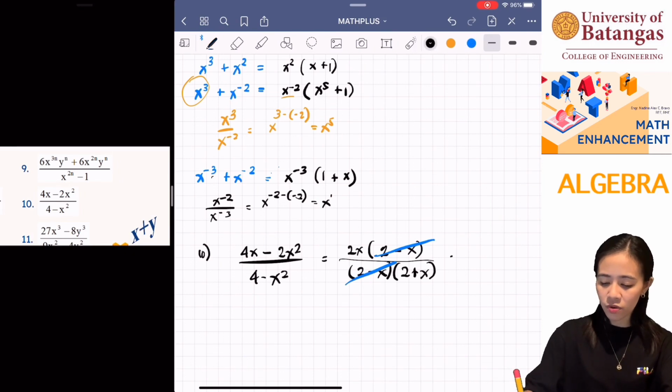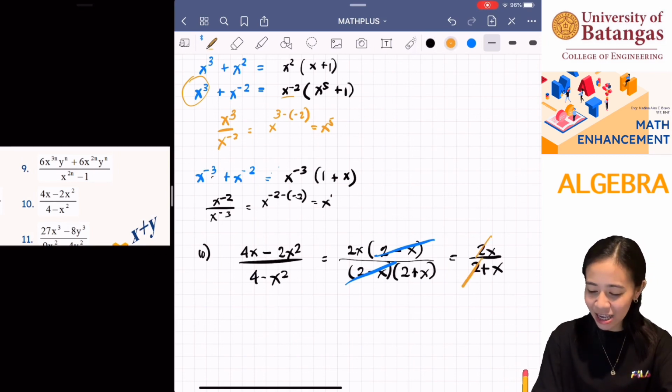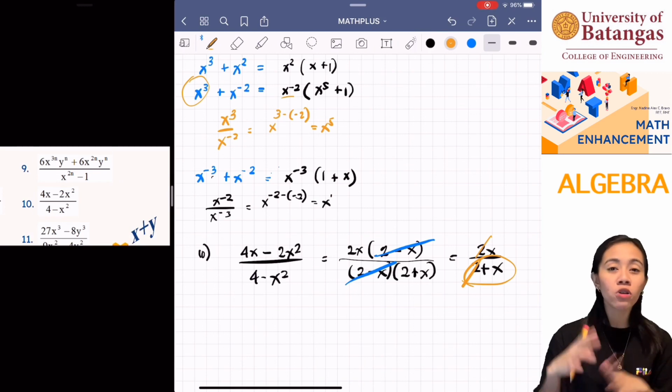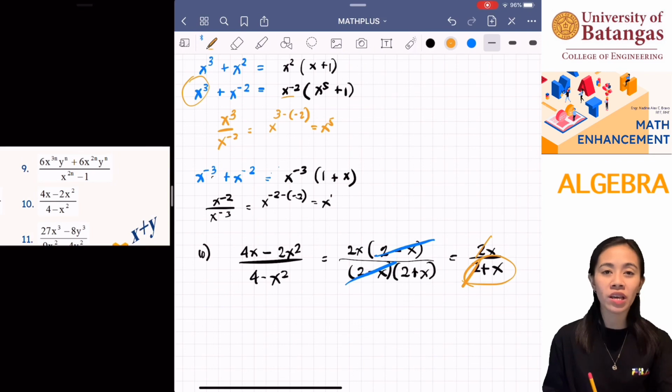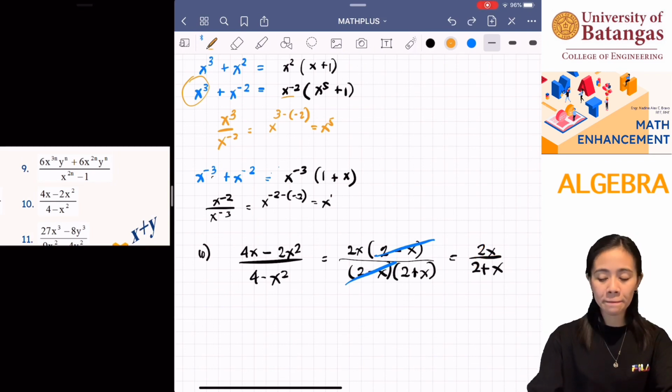And our final answer will be 2x all over 2 plus x. Huwag magka-cancel. Hindi yan pwedeng i-cancel, kasi ito ay 2 terms. Si 2, it's not factored from all of the terms in the denominator. So, hindi mo siya pwedeng i-cancel with 2 in the numerator. Okay? Magkakalimutan nyo na. Okay.